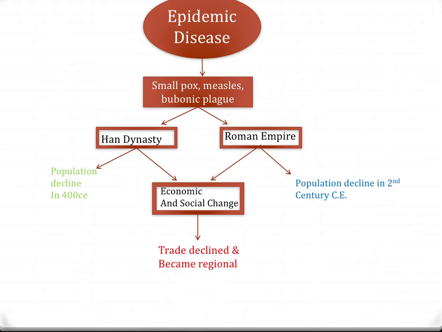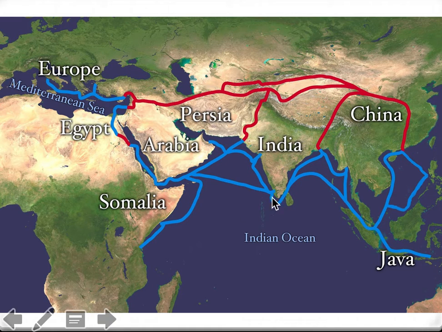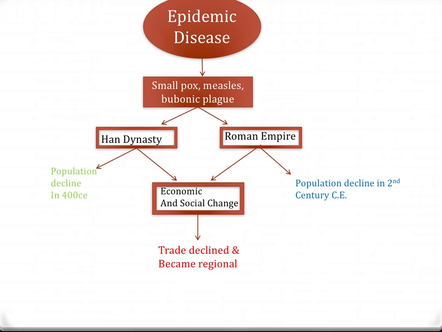So trade is going to decline, and it's going to become more regional, meaning that people are not necessarily going to trade all the way across or get their goods all the way across. Instead, maybe it'll just stay in this area, just within the region. And that's what the plague does. It makes things more regional.